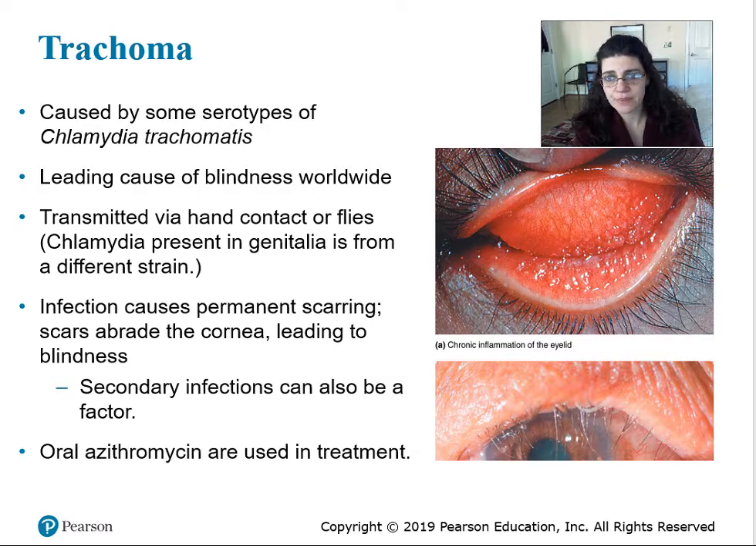So how does this happen? It can be transmitted via hand-to-eye contact or via vector. It can also be transmitted through fomites. Via vector, because usually flies are mechanical vectors. They carry on their feet the chlamydia that is also present in the genitalia, but like I said, usually the ones that cause trachoma are chlamydia from a different strain. When they infect the conjunctiva, what happens is that they end up infecting also the cornea and the bulbar conjunctiva, which is inside your eyelid.